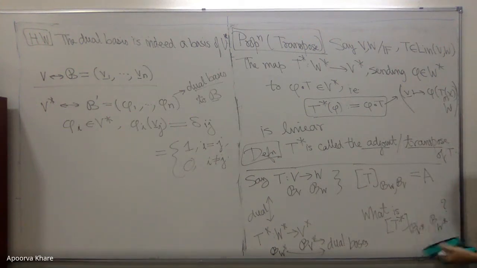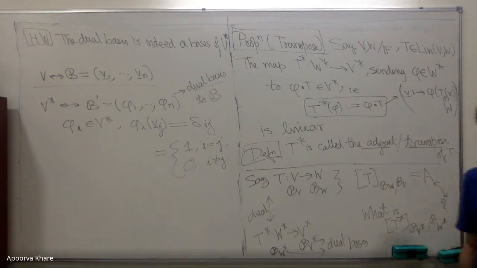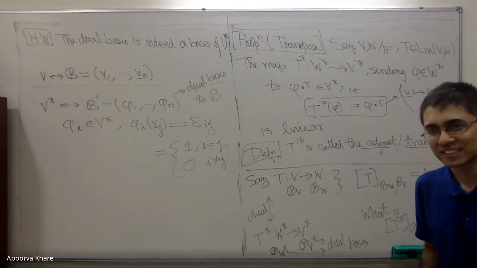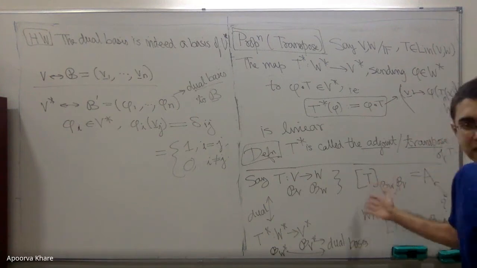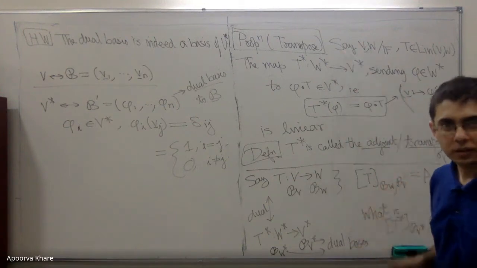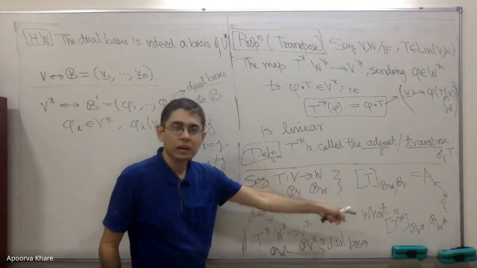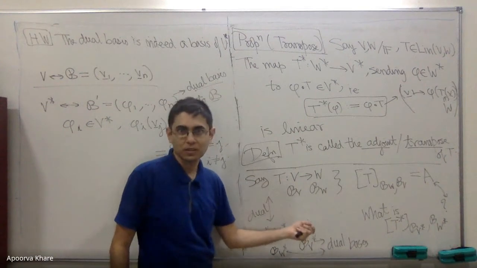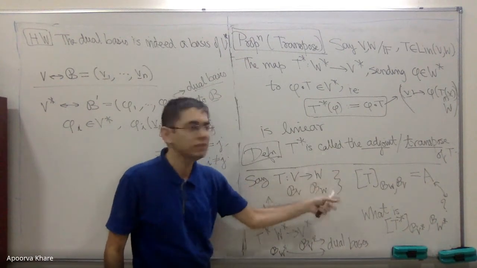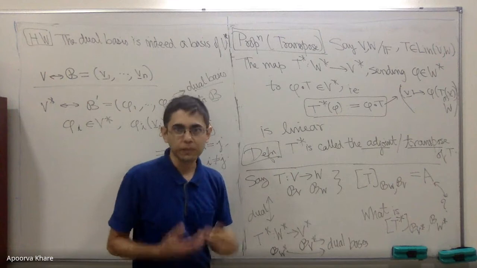Right, so is it okay? Can you write down this matrix? Is it related to A in some way? Of course, you can guess that the answer is yes, it is exactly the transpose of this matrix. So we will actually prove that the matrix of T star with respect to the dual bases is the transpose of the matrix of T with respect to the bases.